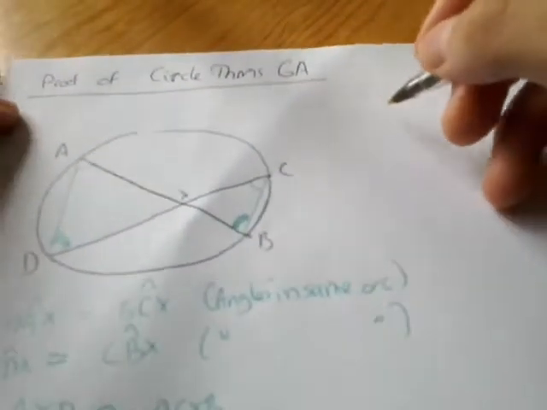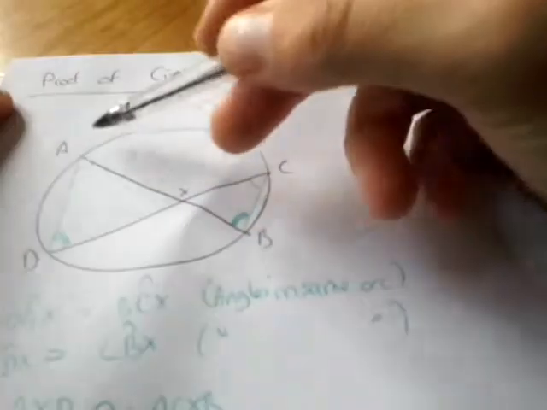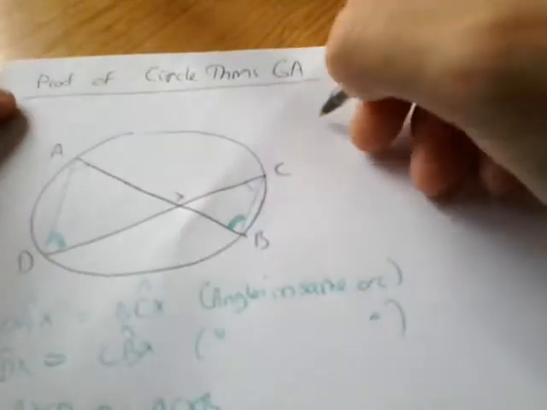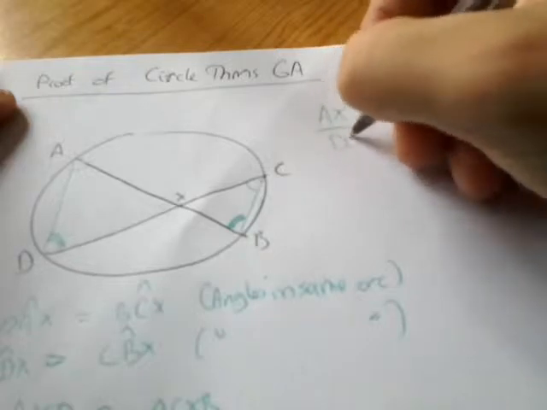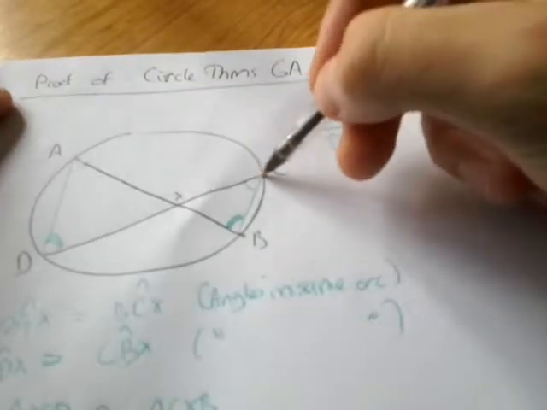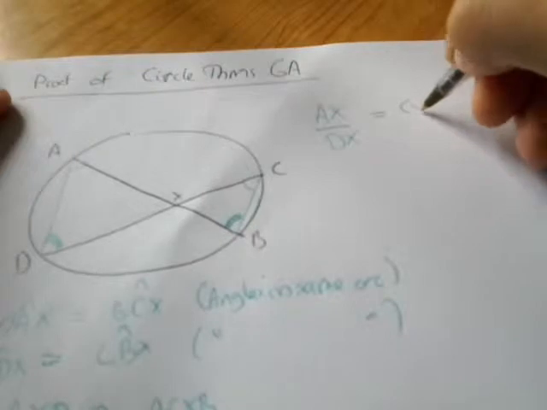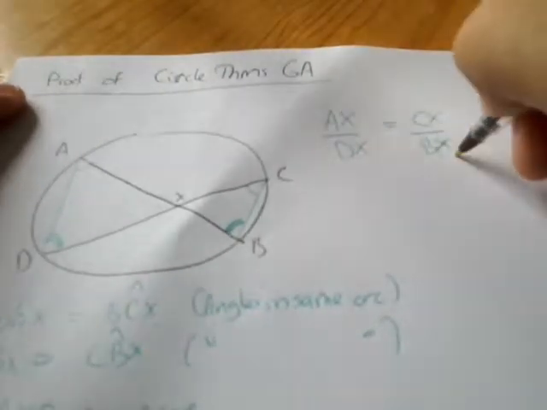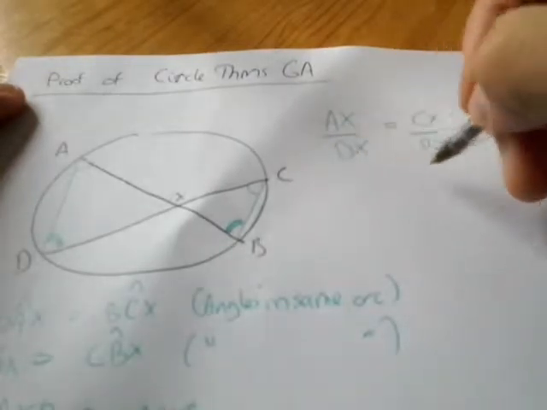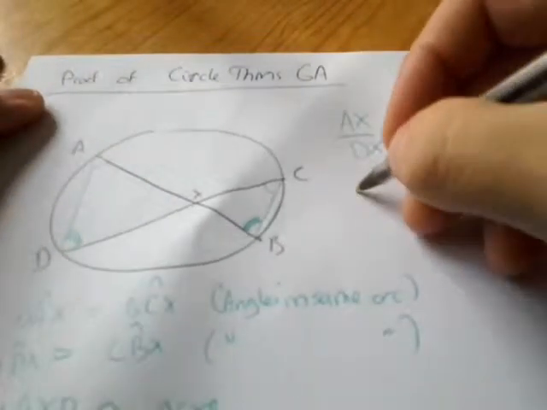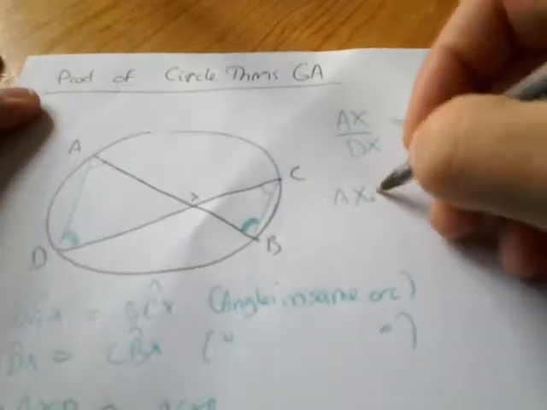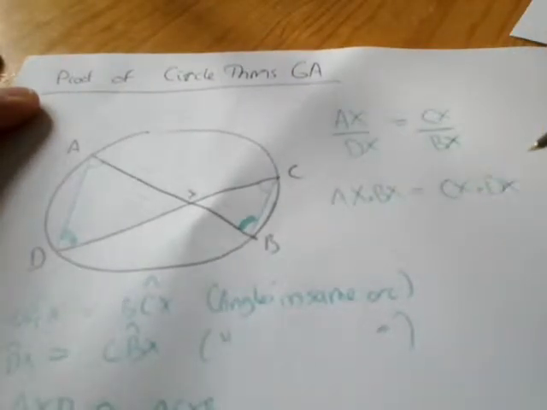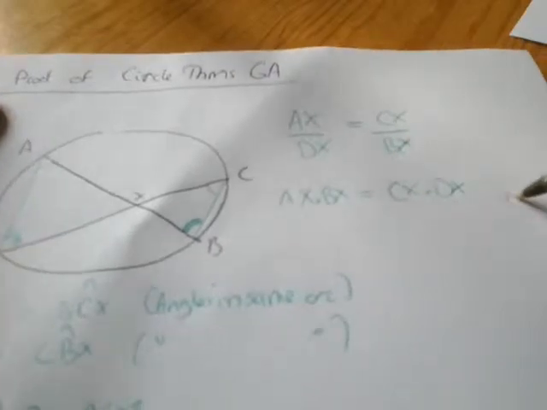Once they're similar, I can take an internal ratio and say AX over DX is equal to the same internal ratio CX over BX. And then it's just a case of multiplying both sides up by the length BX and the length DX, so cross-multiplying, I suppose. AX times BX equals CX times DX. And we're done, actually. That's the end of the proof.